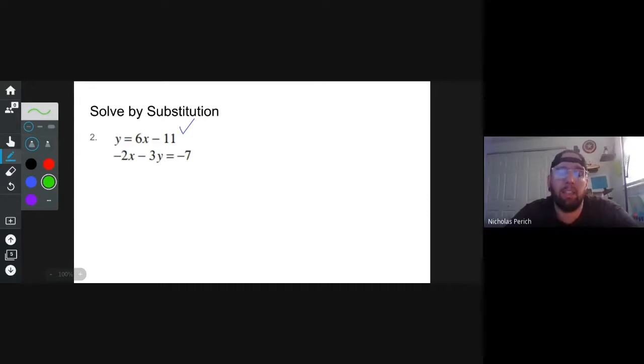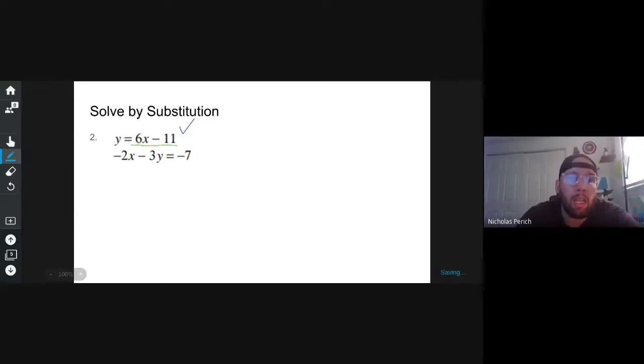Y is 6x minus 11. So what I'm going to do is turn that y into 6x minus 11. I'm going to write out the other equation. So step 1 was solve any equation for any variable, and the top equation was already solved for y. Now what I do is I substitute it into the other equation.